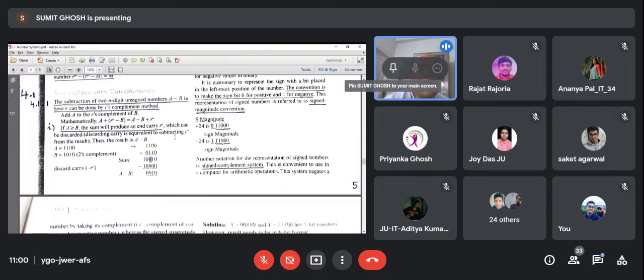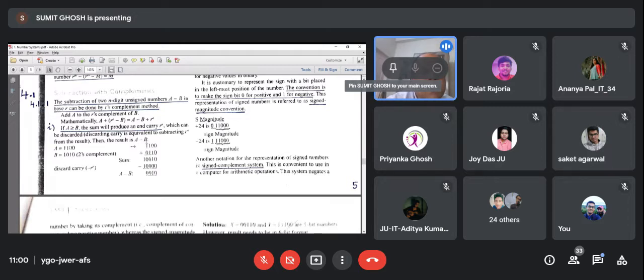Suppose 9 plus 7. 9 plus 7 is 16. I write 6 and carry the 1. So 1 plus 1 is actually 10. So I write the 0, carry the 1. So carry the 1 to the next step.